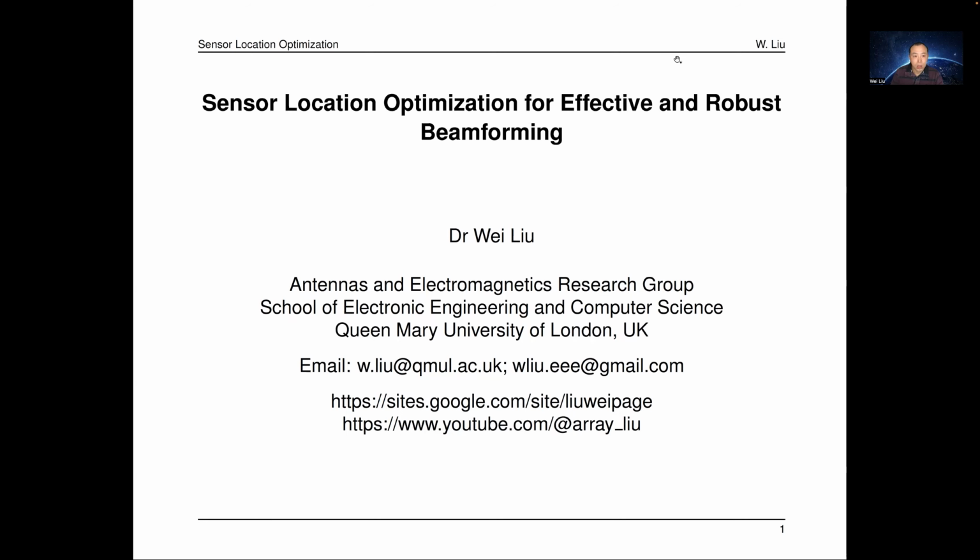Welcome to this talk about sensor location optimization for effective and robust beamforming.